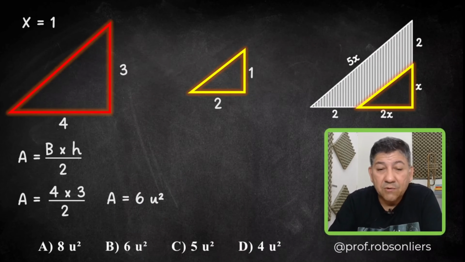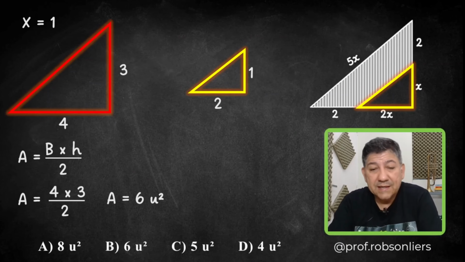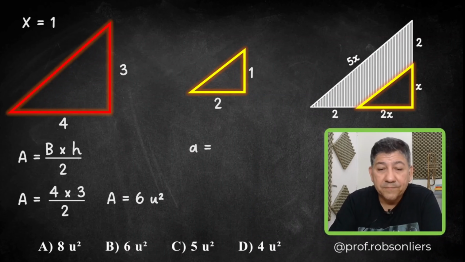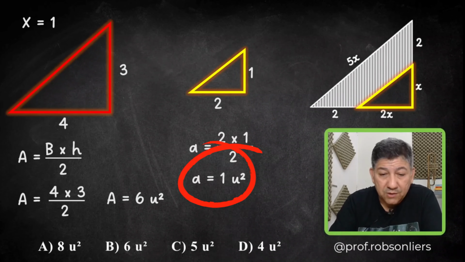Now let's calculate the area of the smaller triangle, the yellow triangle. Same formula, A equals base times height divided by 2. I'm going to represent this triangle as little a. So little a, lowercase a, will be equal to base times height. The base is 2 and the height is 1, so it will be 2 times 1 over 2. 2 times 1 is 2. 2 divided by 2 is equal to 1. So we conclude that the area of this smaller triangle is 1 square unit.